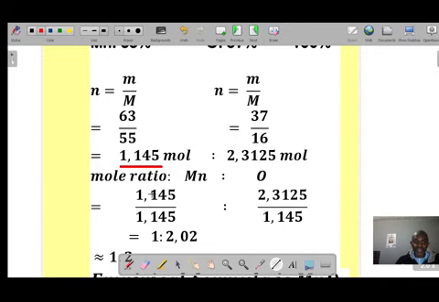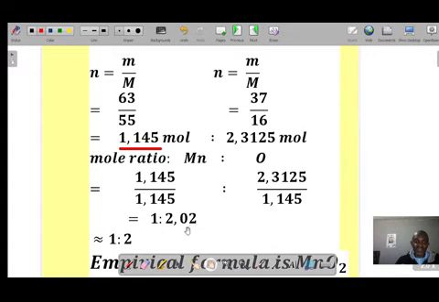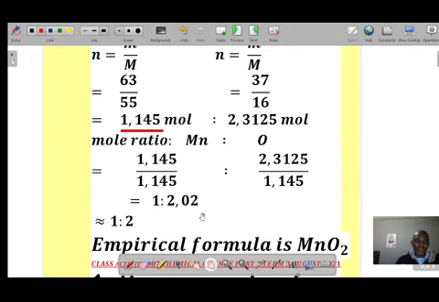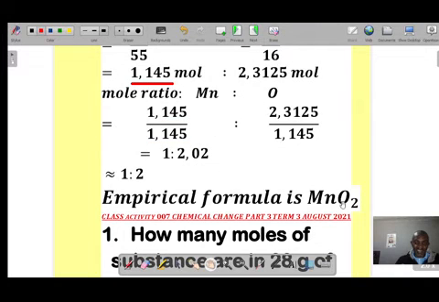So when I do so, as you can see here, I get 2.02. But because this is empirical formula where we don't want decimals, it means the 2.02 can be rounded off to 2. So in other words, one manganese combines with two oxygen atoms to form the formula, which is manganese(IV) oxide, like this.